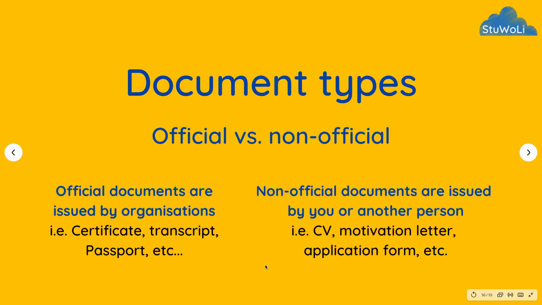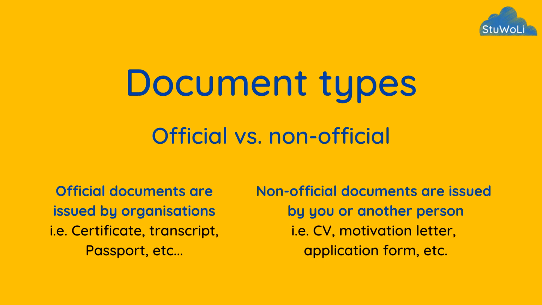Let's clarify the difference between official versus non-official document types. Official documents are issued by organizations. That means, for example, your study certificates, your study transcripts, your passport. This is a document which you have not issued, but officials have issued it, authorities have issued it, right? Non-official documents, by contrast, are those which are actually issued by yourself or someone else. For example, CV, motivation letter, recommendation letter, application form that you fill in, right?